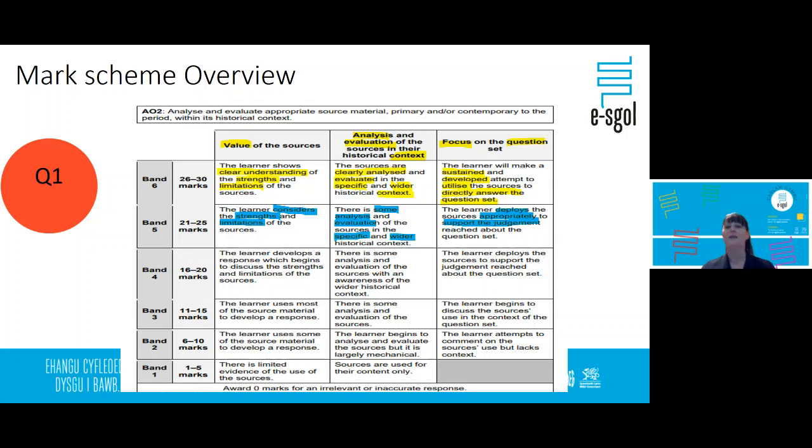Okay, so you're analysing and evaluating them specifically to what's going on and in the wider context, but it's done very clearly. The last section, which is to focus on the question set, for band 5, the learner deploys the sources appropriately to support the judgment reached about the question set. And to get into band 6, the learner will make a sustained and developed attempt to utilise the sources to directly answer the question set. So to get into that band 6, you are doing a sustained, so it means you're maintaining all the way through your answer that focus on the question that is being set. You're going back to it, you're reiterating it, you're using the wording in it, and you are doing that all the way through, which is why you would get into that band 6. So it's really useful to look at a mark scheme because it tells us a lot of what the examiners are going to be looking for and where they're going to award marks.